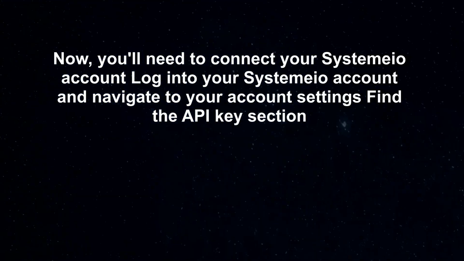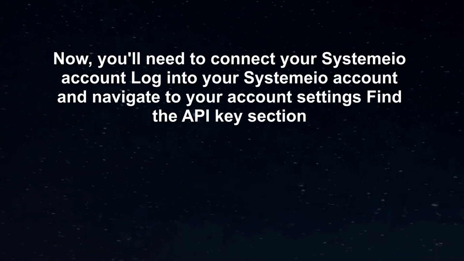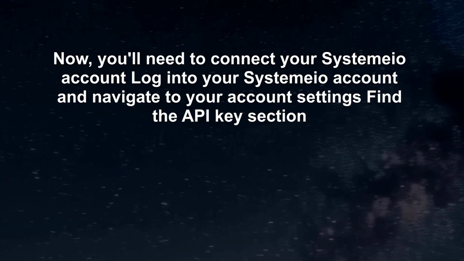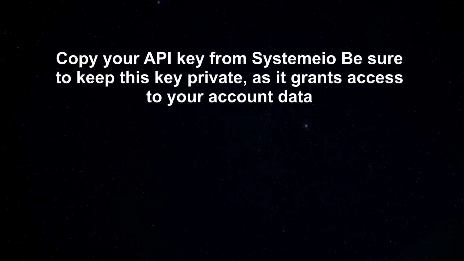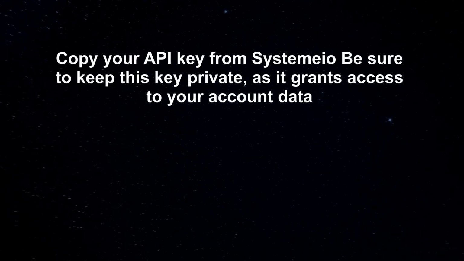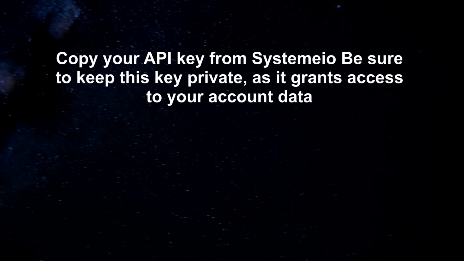Now, you'll need to connect your System.io account. Log into your System.io account and navigate to your account settings. Find the API key section. Copy your API key from System.io. Be sure to keep this key private, as it grants access to your account data.